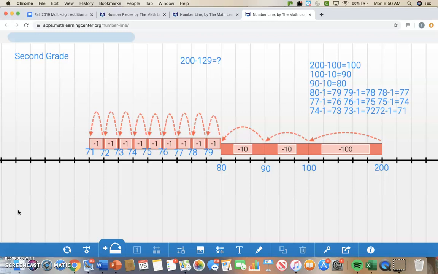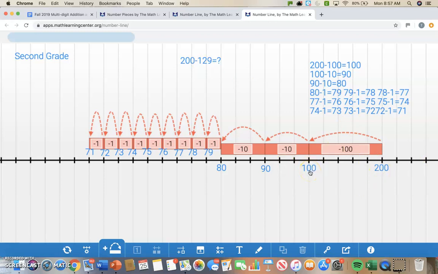This is a second grade example of how the student would solve the subtraction problem 200 minus 129. The student used a number line to model the strategy. We're going to subtract hundreds from hundreds, tens from tens, and ones from ones. The student said, okay, I have 200, so I'm going to put 200 down on my number line. Then I have 100, so I need to subtract 100 from 200.